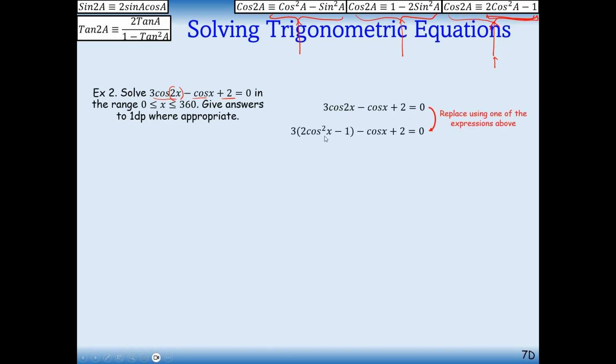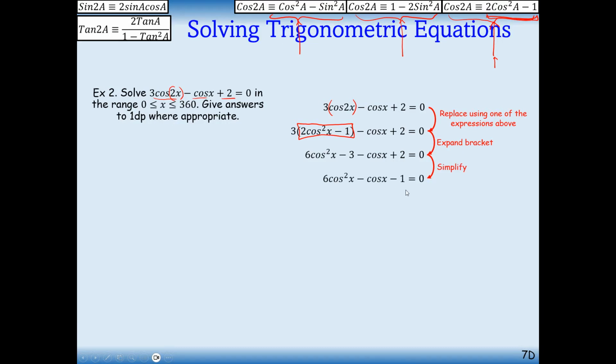So we'll get this, we replaced cos of 2x here with this bracket here. Now we can multiply out the bracket and collect like terms. So we'll get 6 cos squared minus 3. We can take away 3 from 2 and we'll have a negative 1 at the end of the line.